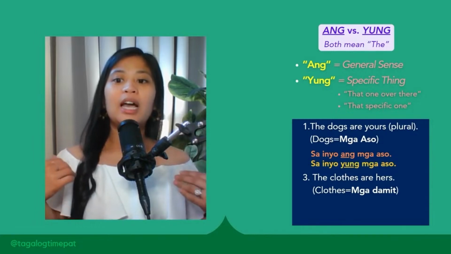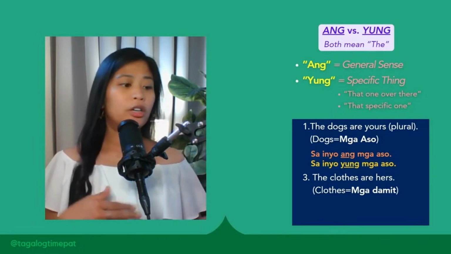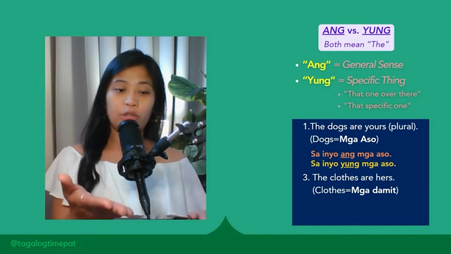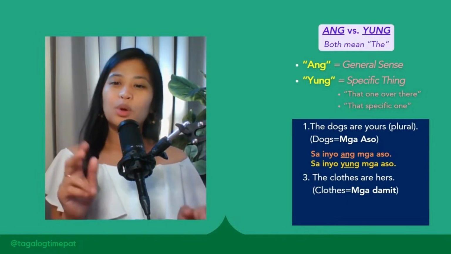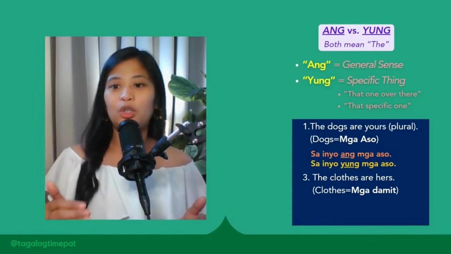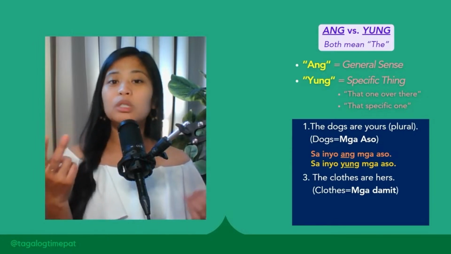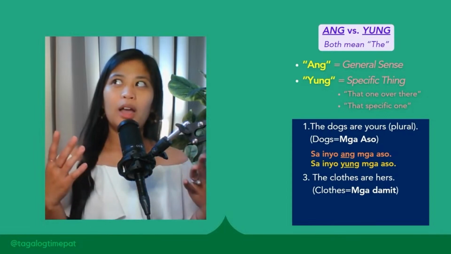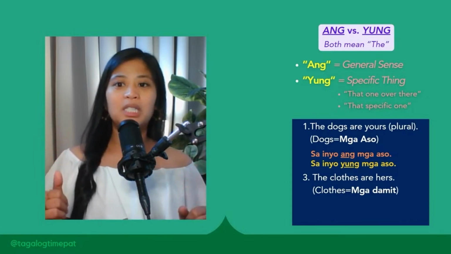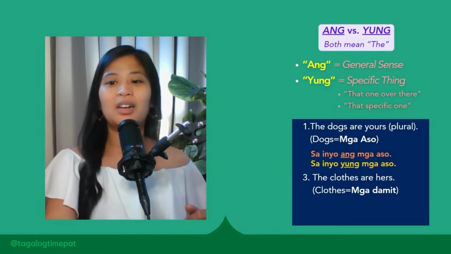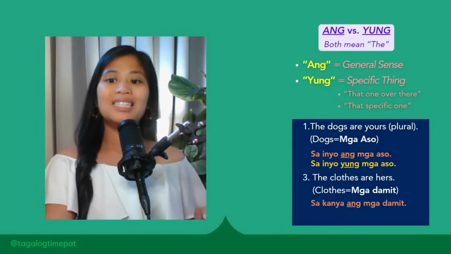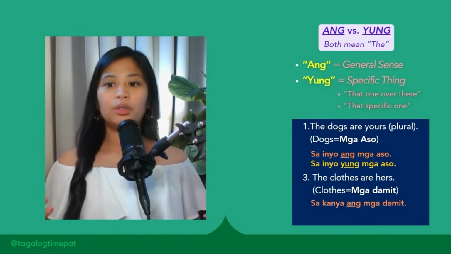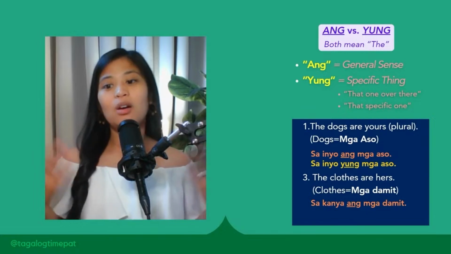Whereas if I were to say, sa inyo yung mga aso, maybe we had already been talking about specific dogs, like, oh, the two right there. Sa inyo yung mga aso. The dogs are yours. So it's a very subtle difference there, ang and yung. And oftentimes people are just using them interchangeably. But when I use yung, it's like I'm already talking about something specific. We had already been talking about some specific dogs, and I'm like, oh yeah, the dogs are yours. Now the next example, the clothes are hers, we learned, sa kanya ang mga damit. We're just talking about it in a general sense. We don't know what clothes specifically. We're just saying, oh, the clothes are hers.